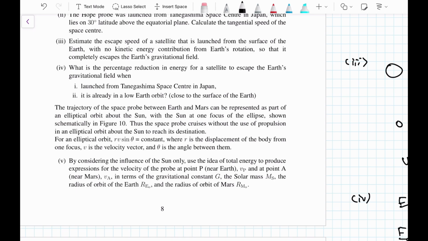And then for an elliptical orbit, r v sin theta is equal to a constant, where r is the displacement of the body from one focus, v is the velocity vector, and theta is the angle between them.